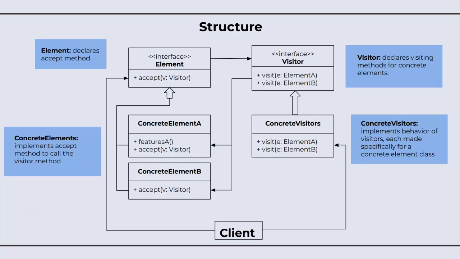Then the element interface has the accept method, and the concrete elements will override this accept method. So in this case, the concrete element A will override the accept and call visit within the visitor interface, and then pass itself as a parameter. In the visitor interface, the method that accepts element A will run using the implementation of the concrete visitor, and that will get you the desired operation.